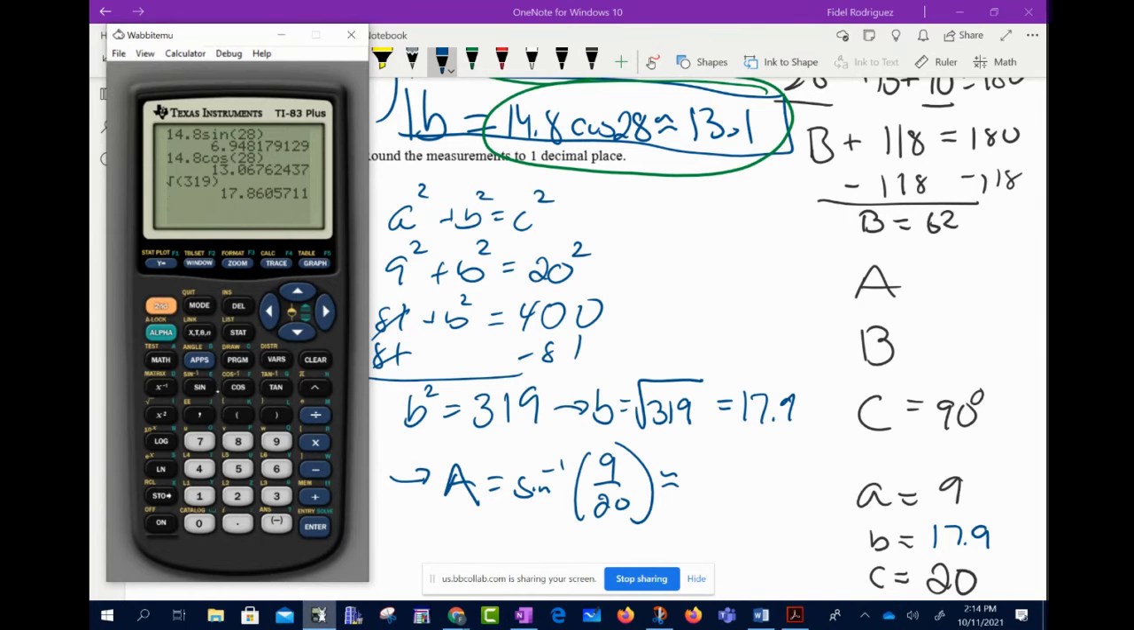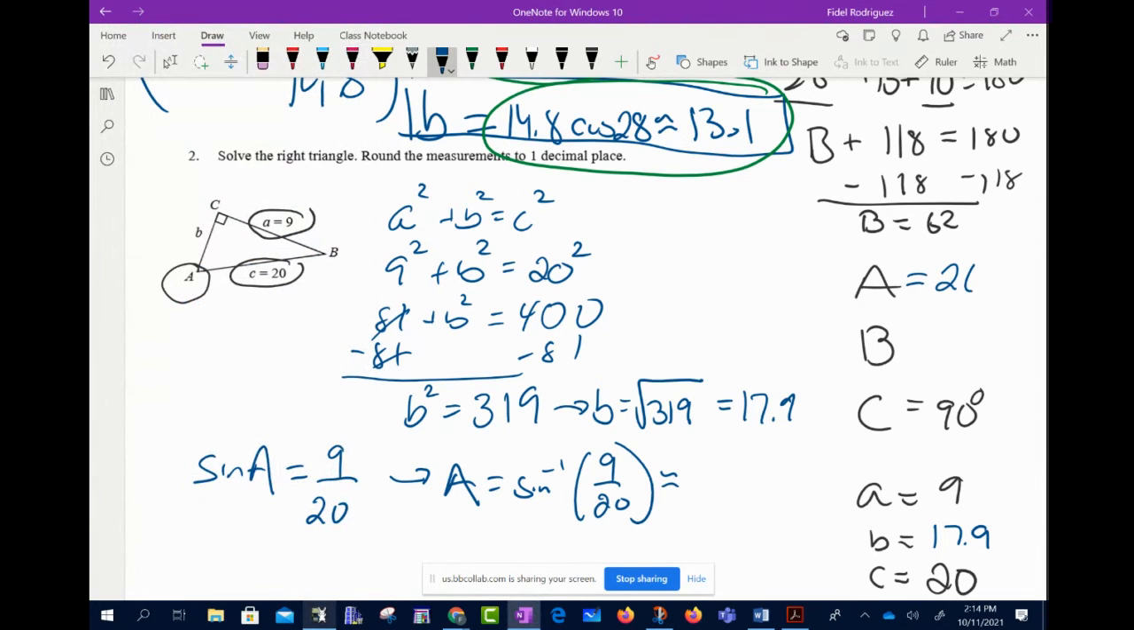Okay. So again, here, y'all, I'm going to use my calculator. I'm going to go second sine inverse, right, of 9 over 20. And to 1 decimal place, would you guys say 26.7 or 26.8? 26.7. Okay, so we found angle A to be 26.7 degrees.